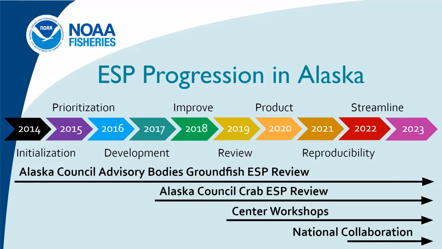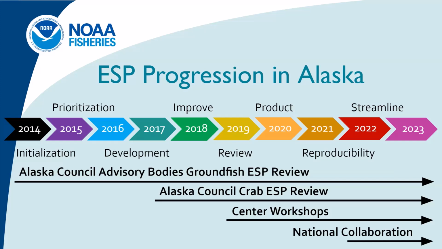And then in 2020, a more formalized ESP format was created as ESPs began to be developed for more and more stocks. So in total, currently there are 7 ESPs completed across groundfish and crab stocks. And after those ESPs are created, they are continuously updated and improved through ongoing reproducibility and streamlining projects, most recent of which is a new report card format through which the ESPs are updated each year.